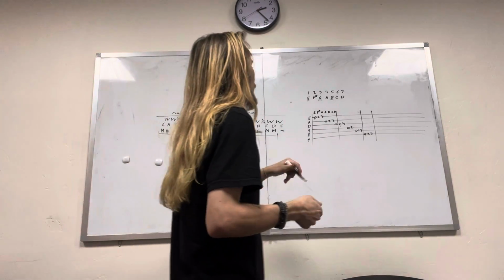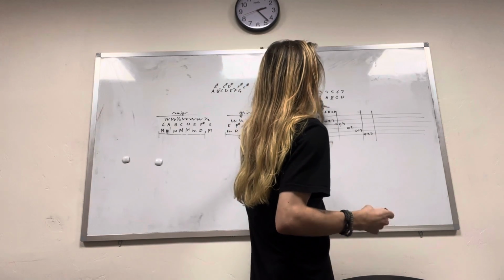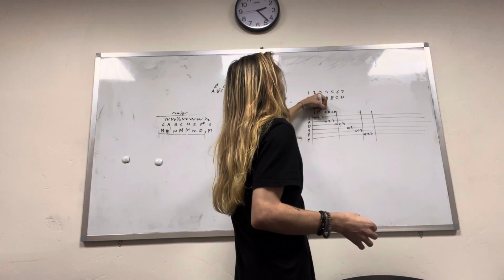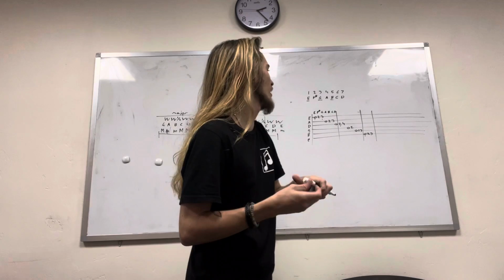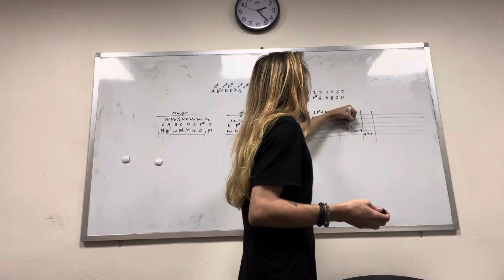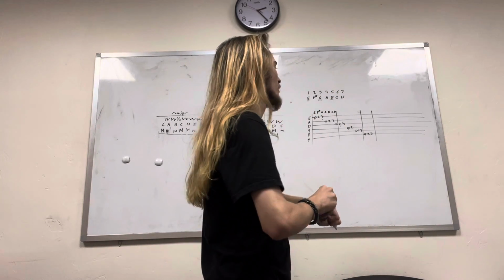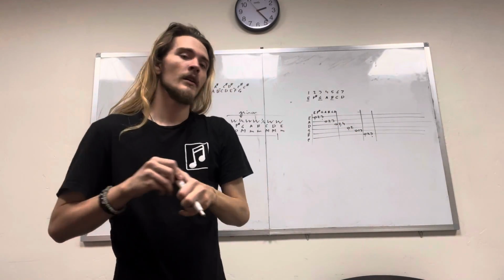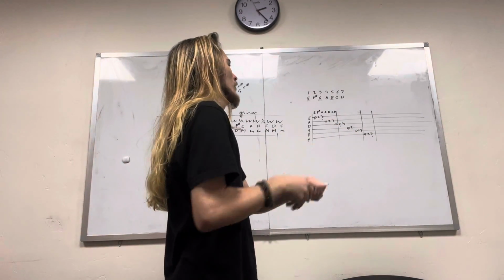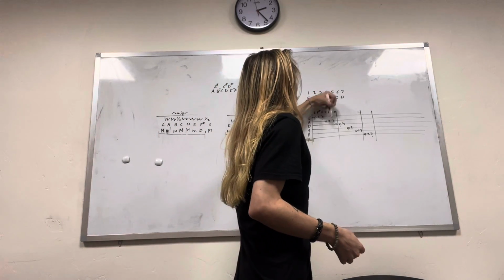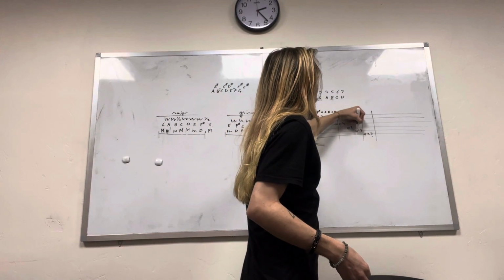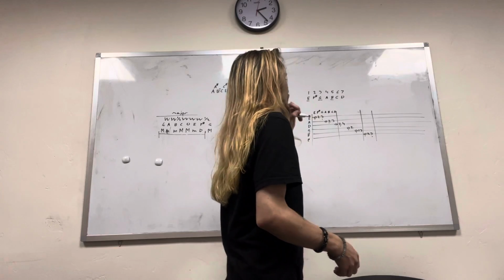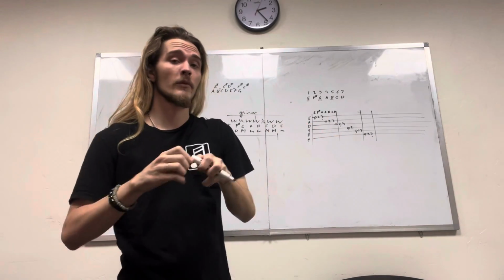From there, if we look for our 3rd, we can play our 3rd right here on the E string, 3 notes up. We can play our 3rd right here on open G. We can also play our 3rd down here at 3. Awesome. What about our 5th? We can play our 5th right here. We can also play our 5th right here. Those are kind of the only 2 places we can play our 5th right now.